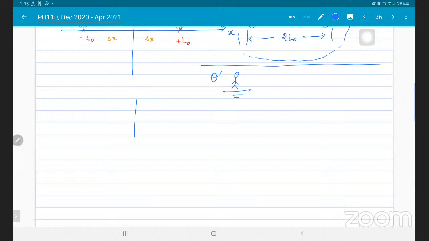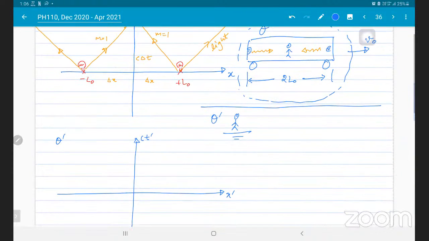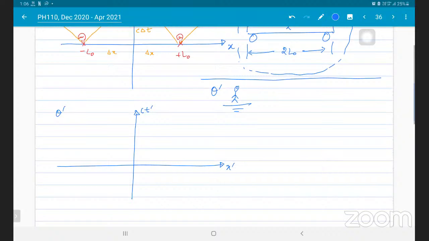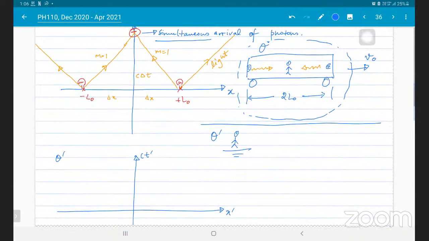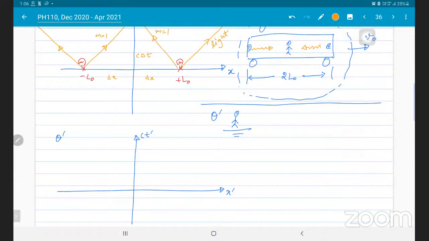So let us look at the whole picture from the perspective of O prime. Okay. So now we'll draw another space-time diagram. But now this is the O prime frame of reference. Now, according to O prime, what does the trajectory of O look like in the O prime frame of reference? How do I draw O?